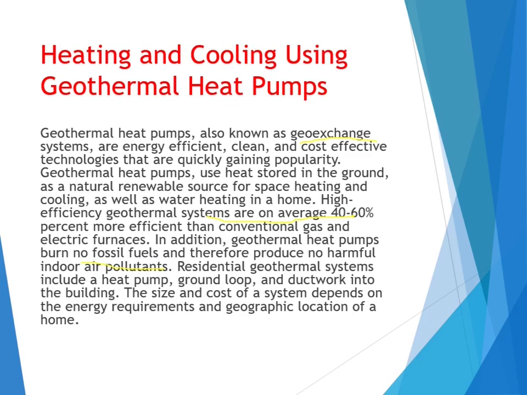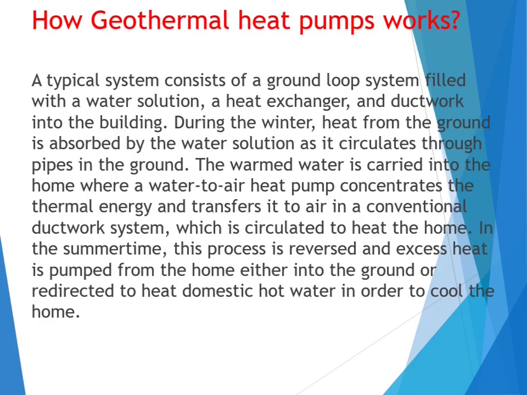Residential geothermal systems include a heat pump, a ground loop, and ductwork in a building. The size and the cost of a system depend on the energy requirements and the geographical location of a home. How geothermal heat pumps work: a typical system consists of a ground loop system filled with a water solution, a heat exchanger and ductwork in the building. Ducts are the passages used in homes to deliver and remove air.